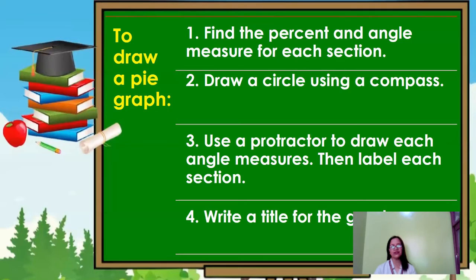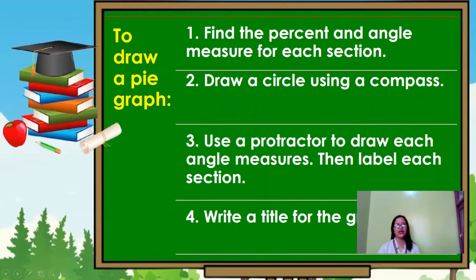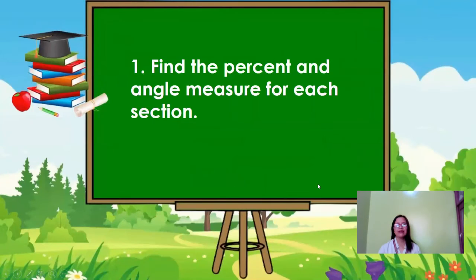Next one is draw a circle using a compass. Third, use a protractor to draw its angle measures. Then label its sections. And number 4, write a title for the graph. So again, these are the 4 steps in drawing a pie graph. But we will study this one by one. Okay? So the first one is find the percent and angle measure for each section. So let us find the percent or the rate and then the angle measure.